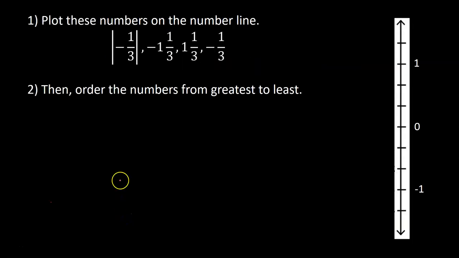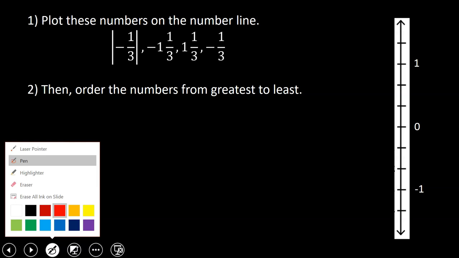In this next section, we'll be ordering numbers involving absolute value. Take a look at the next slide. Number 1, plot these numbers on the number line. Then order the numbers from greatest to least. First, we need to understand what this number line is saying.